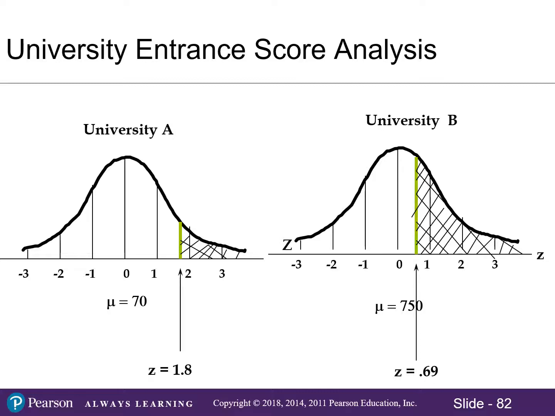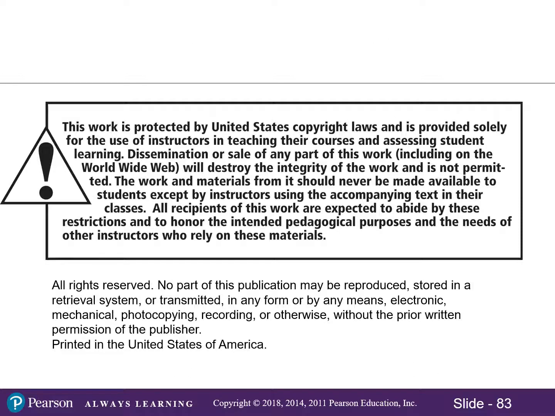Well, the farther you are away from the mean, the more unusual you are. So the higher your z-score, the better you did compared to the others. So in University A, you clearly did better than you did for University B because you're farther away from 0 in A than you are in B. Might want to go to A.